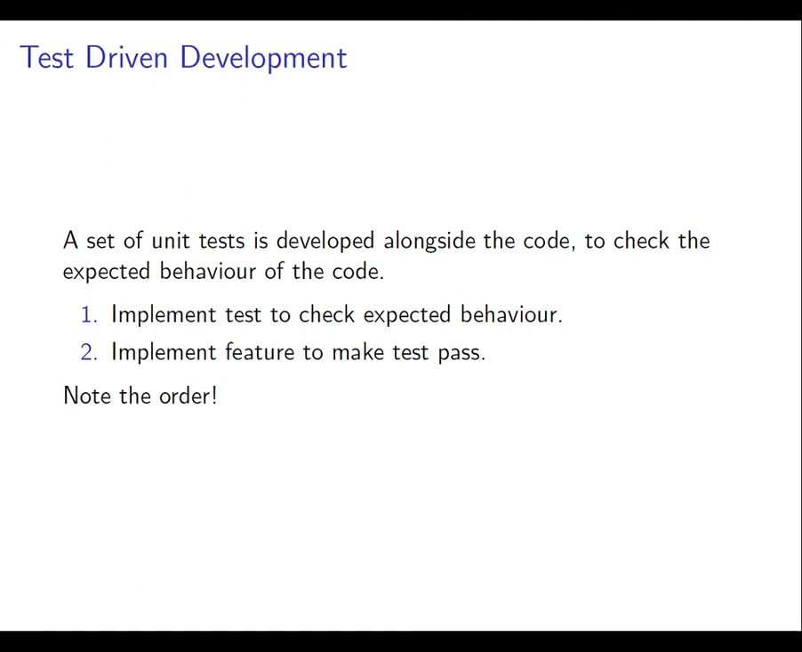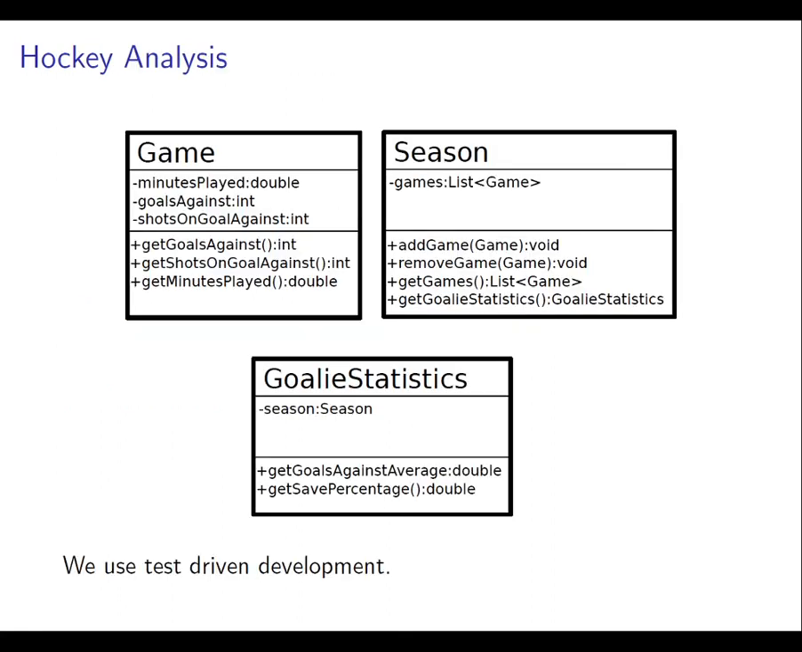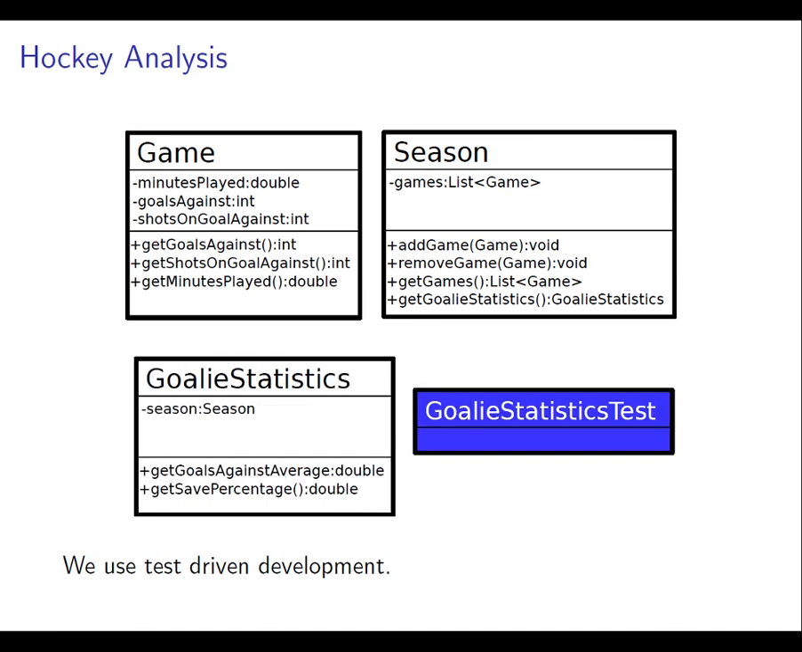So you write a test to begin with that you know will fail, and then you write just enough code to make it pass. And the reason for doing it in this order is because writing the test helps you to clarify precisely what it is that you want to write code to accomplish, and it helps you to split your task up into small chunks. So we're going to use test-driven development to carry out this task. And because we're using test-driven development, we're going to need a goalie statistics test class as well as the goalie statistics class itself. And now there should be a demo.